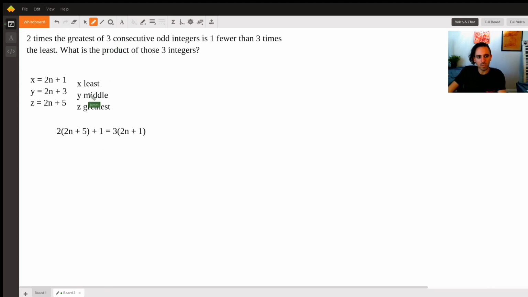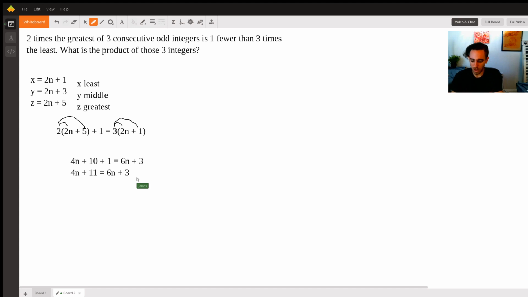So let's distribute. 2 times 2n, that's perfect. 2 times 2n is going to give us 4n. 2 times 5, and then we're also going to distribute over here. I'm going to type it out because it looks way nicer. 4n plus 2 times 5, which is 10, plus 1 equals 3 times 2n, which gives us 6n plus 3. So let's solve. We then have 4n plus 11 equals 6n plus 3.